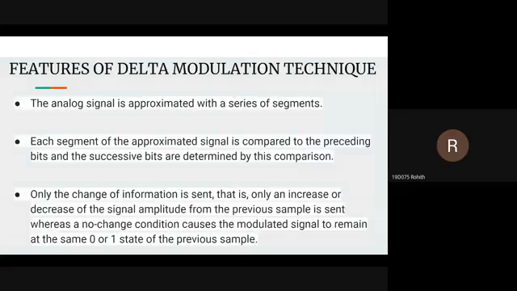Features of the delta modulation technique. The analog signal is approximated with a series of segments. The graph will show how the series of segments is taken. Each segment of the approximated signal is compared to the preceding bit, and the successive bit is determined by the comparison. The graph will explain it, and you will understand it very easily. Only the change of information is sent, that is, only an increase or a decrease signal is sent, which is used to analyze the analog signal and convert it to a digital signal. Then the digital signal is quantized and we get the digital output. Next slide.